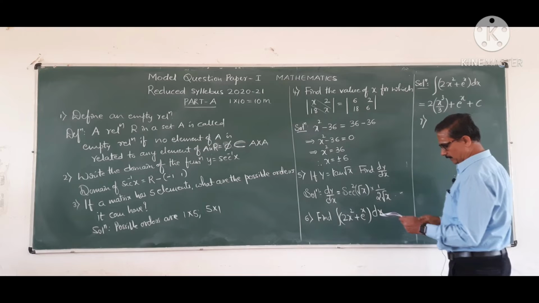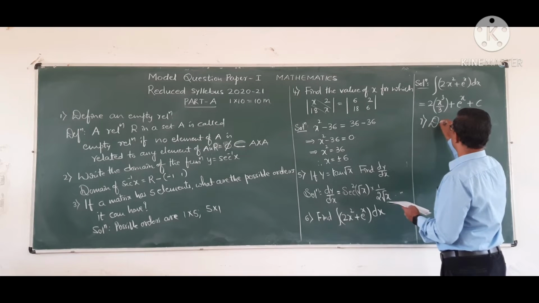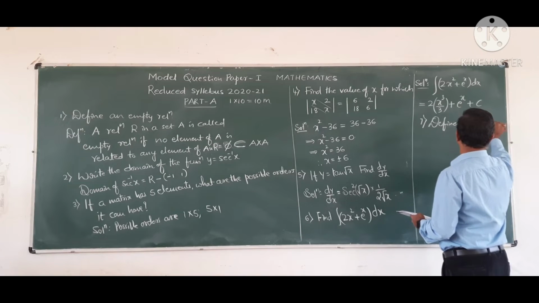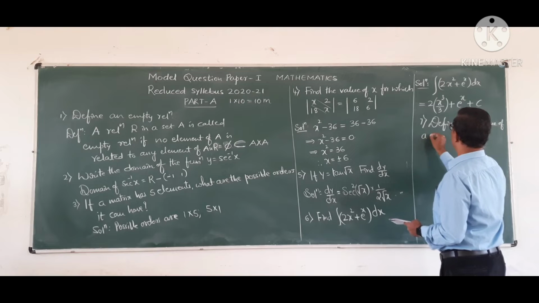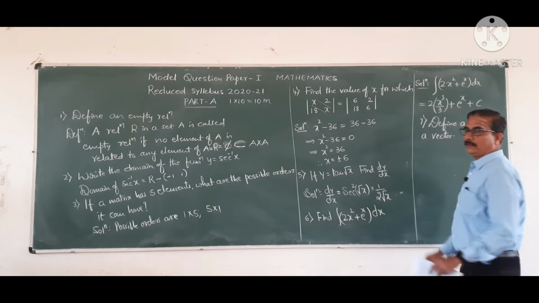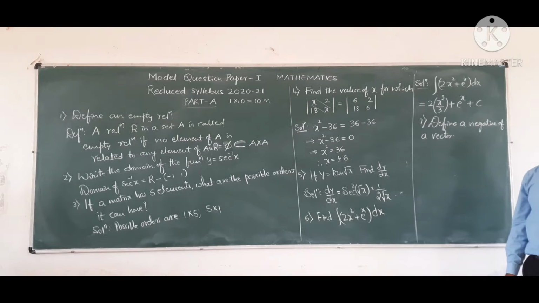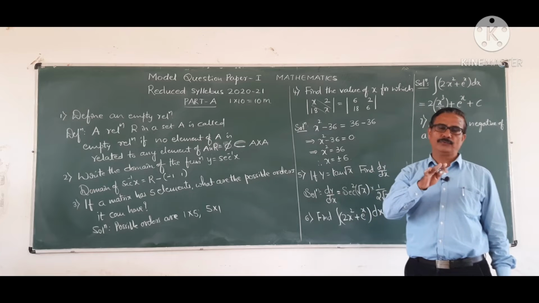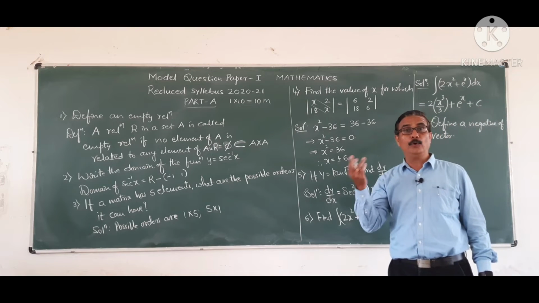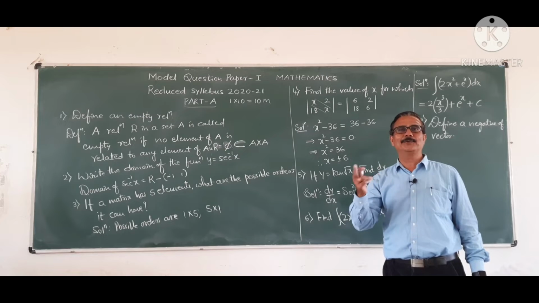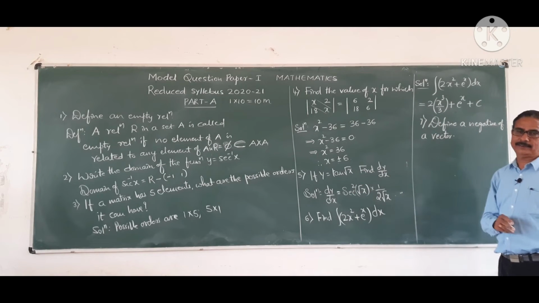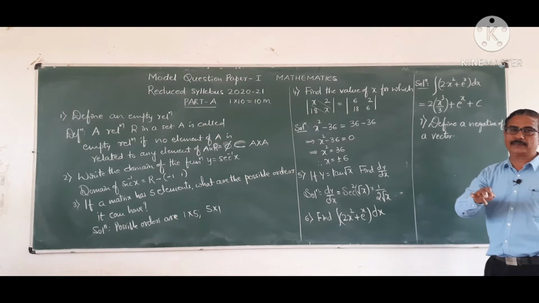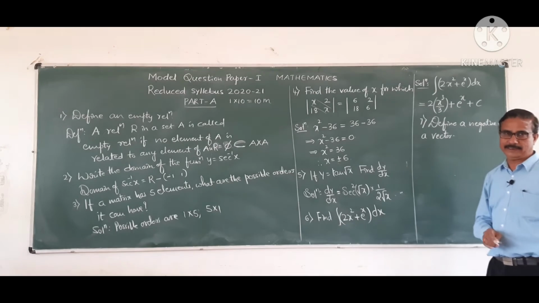Okay. Whereas the seventh question, define the negative of a vector. So the definition: a vector whose magnitude is the same as that of the given vector but with opposite direction is known as the negative of a vector.